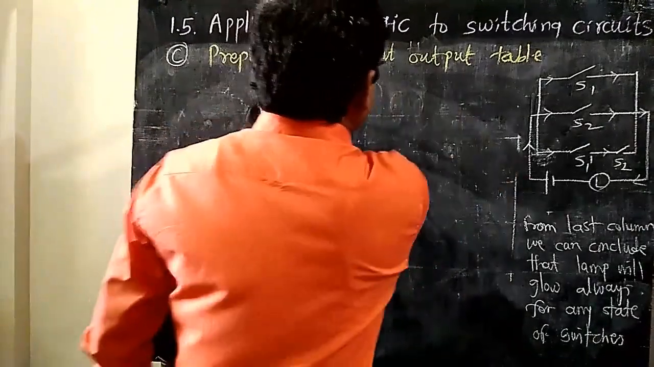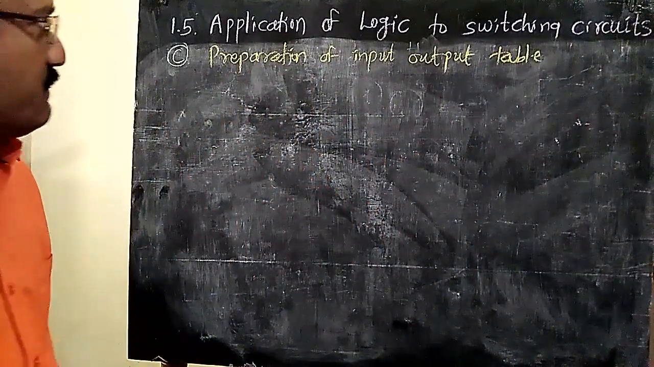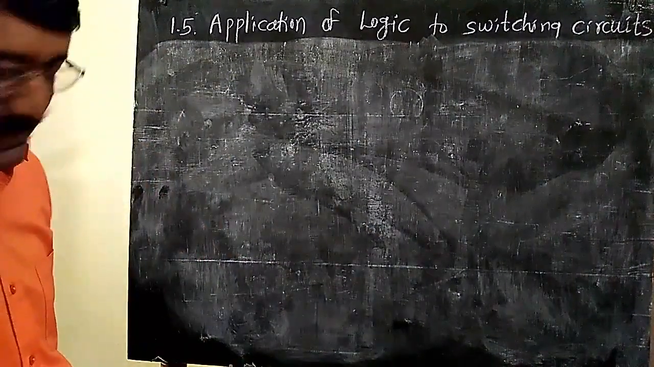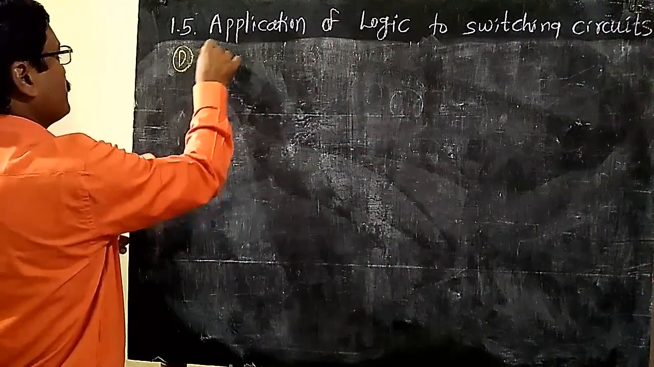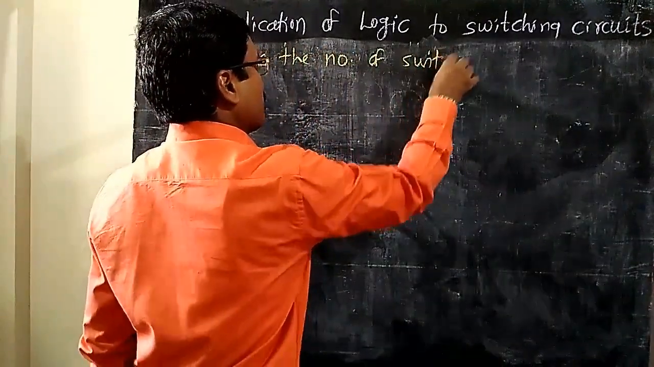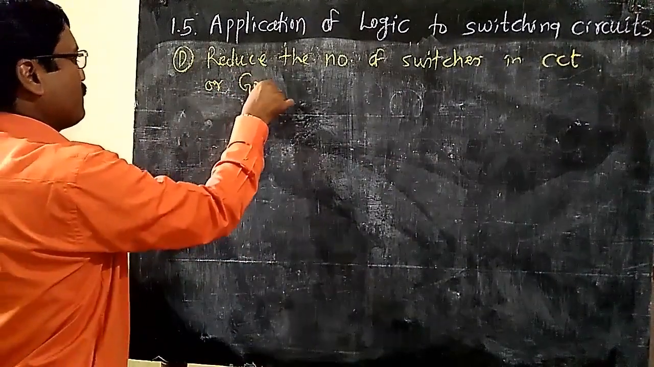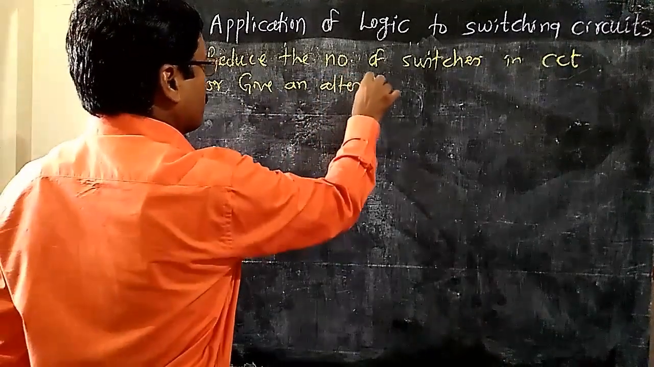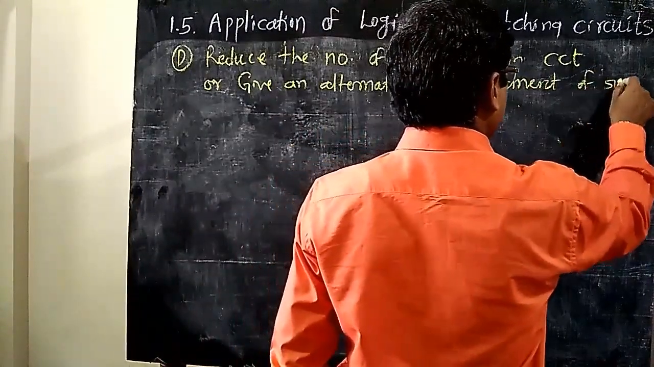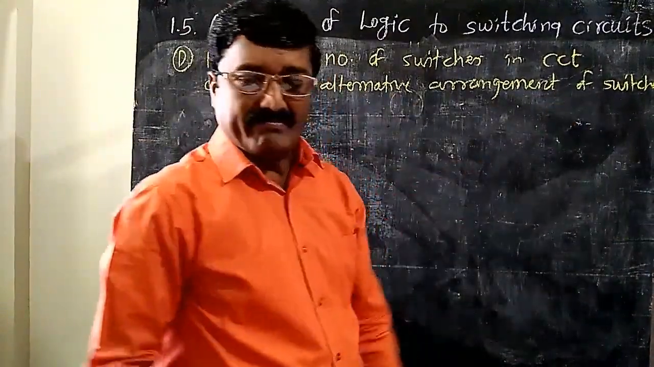Let us see the fourth type, that is the simplification of statement patterns that we have learned in our previous part, and we have to use that simplification here. So the fourth type is: reduce the number of switches in a circuit, or give an alternative arrangement of switches. To reduce the number of switches is nothing but giving an alternative arrangement of switches.